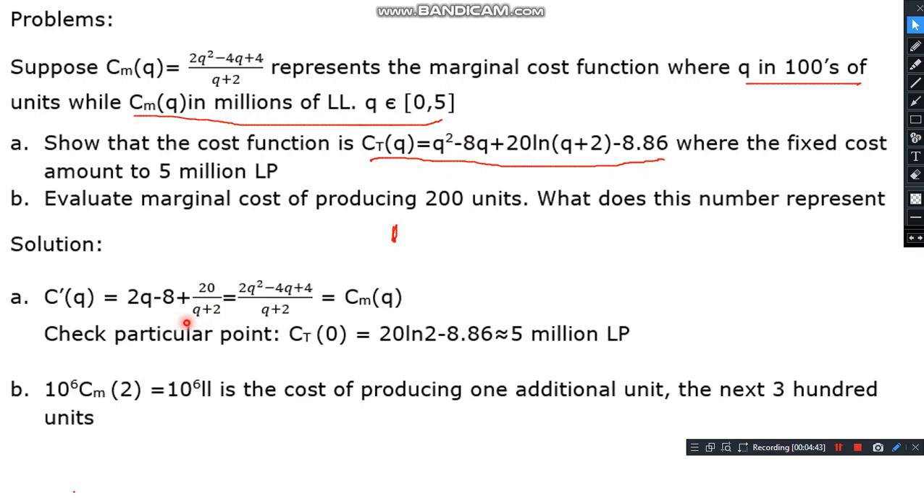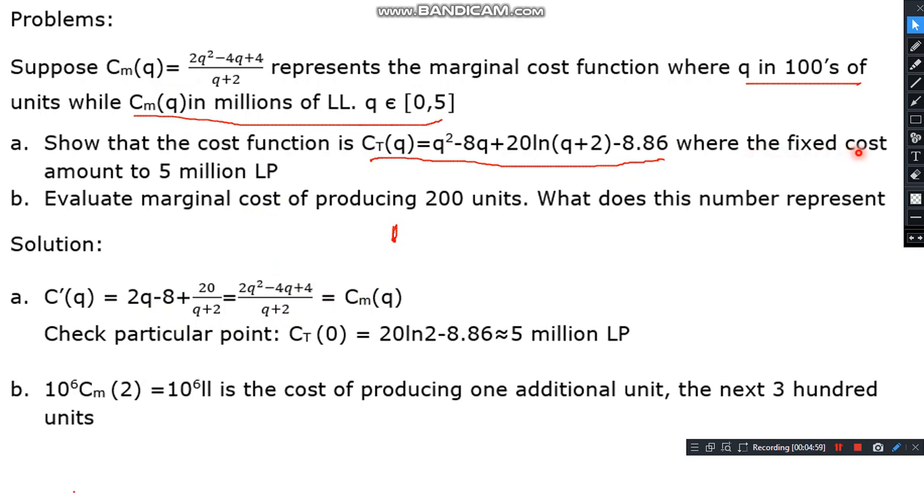2Q minus 8. The derivative of ln u is u prime over u. u prime is 1. The derivative of Q plus 2 is 1. So 1 over Q plus 2 times 20, so 20 over Q plus 2. If you put over the same denominator, you have the marginal cost.